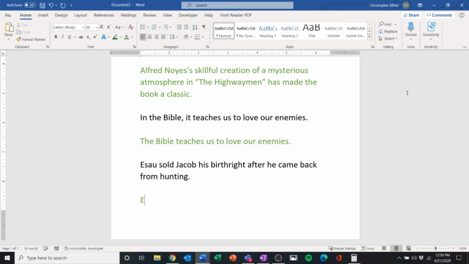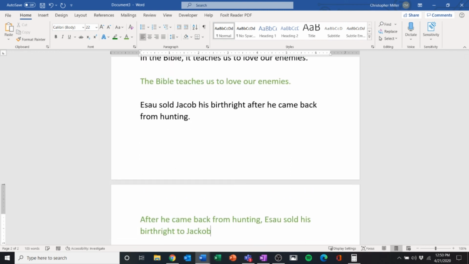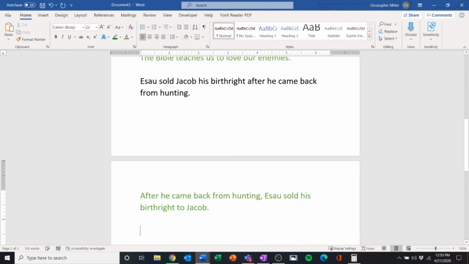We're just going to say this. Esau sold his birthright to Jacob. You know, let's do this. I'm going to rewrite this thing entirely. After he came back from hunting, Esau sold his birthright to Jacob. Now, I'll give you the answer that was actually here in the book.